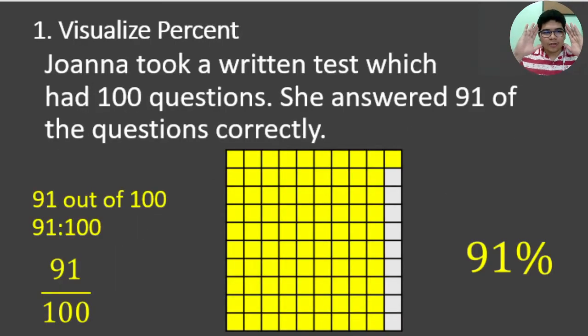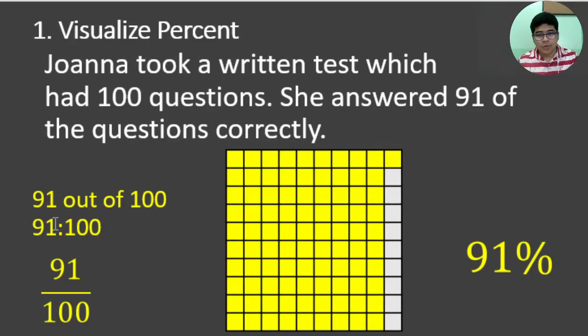So first, you want to visualize what a percent is. I'm pretty sure you've heard of percent in a lot of different discussions throughout your life. But let's have a small example here. Joanna took a written test, which had 100 questions. She answered 91 of those questions correctly. Now, there are many ways that we can express her correct answers. We can say, well, 91 out of 100. That would mean that out of 100 questions, she got 91 correct.